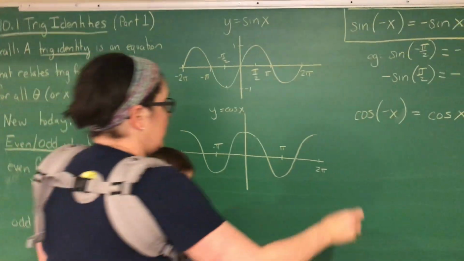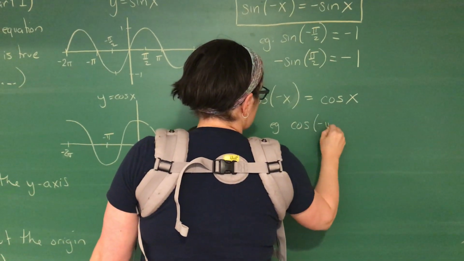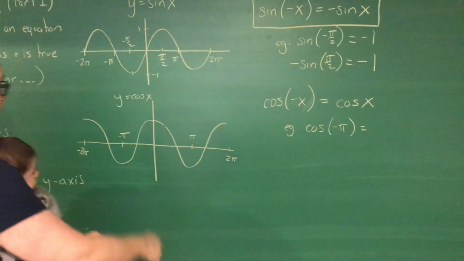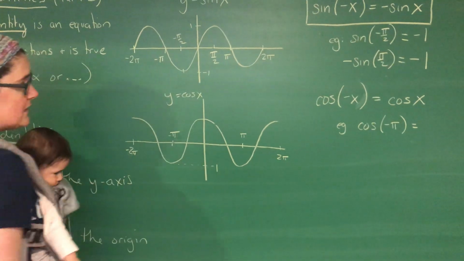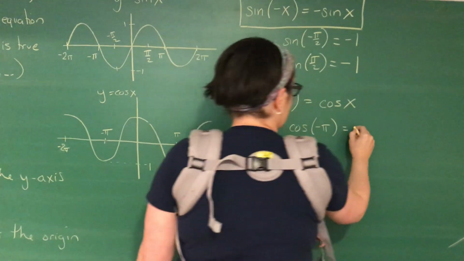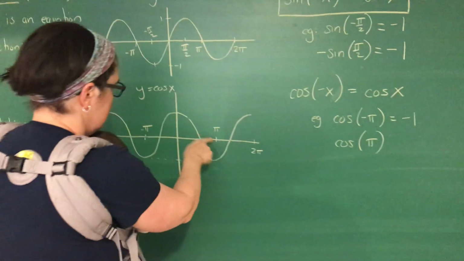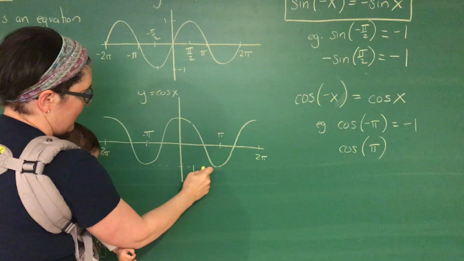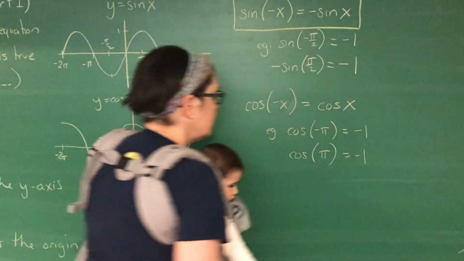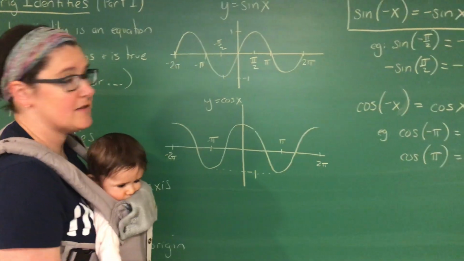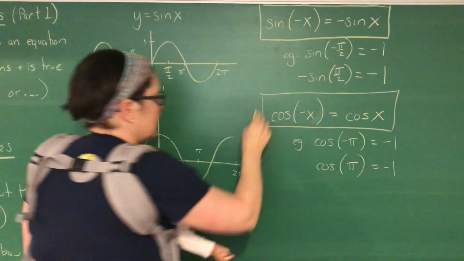All right, so for example, if I look at cosine of negative pi, so here's negative pi, our y value is negative 1, so cosine of negative pi is negative 1. Cosine of positive pi, here's positive pi, the y value is also negative 1. So cosine of negative x is exactly the same as cosine of x. So that's our second even odd identity.